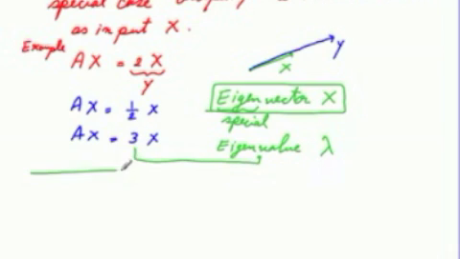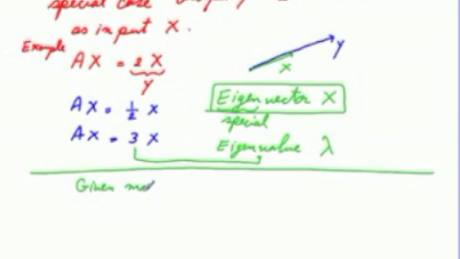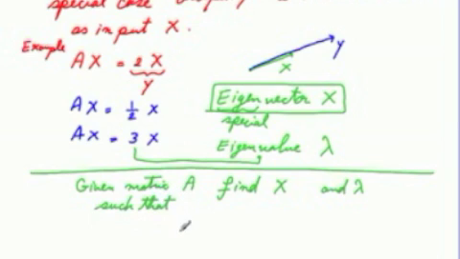So an eigenvalue problem looks like this. Given a matrix A, find x and lambda such that if I take my matrix and multiply with that vector, that vector comes out just multiplied by that number lambda.